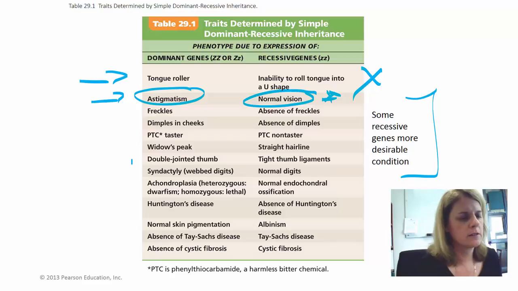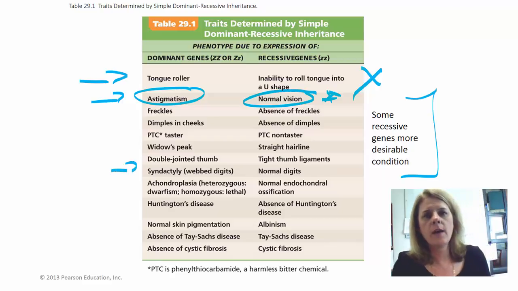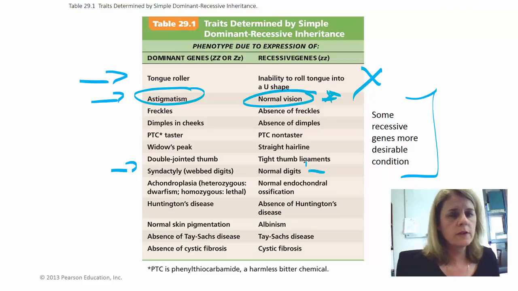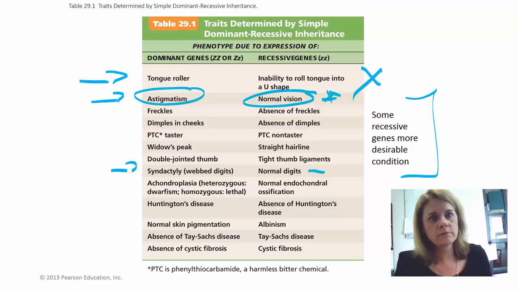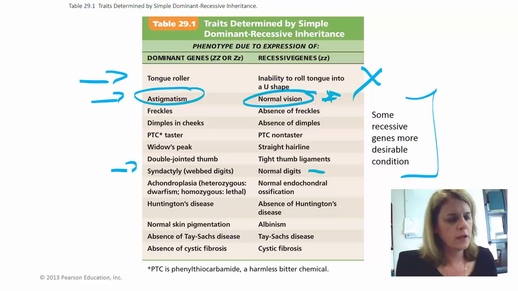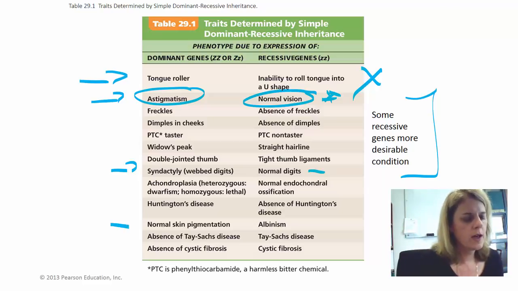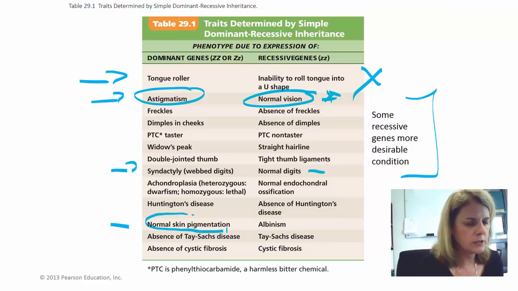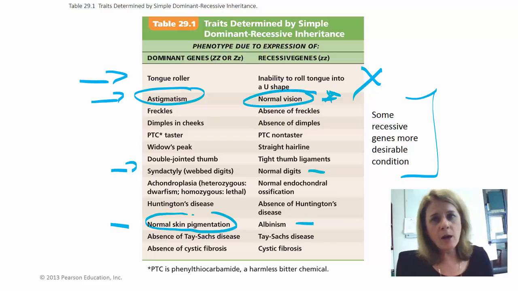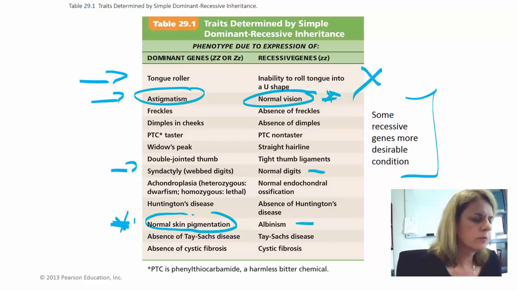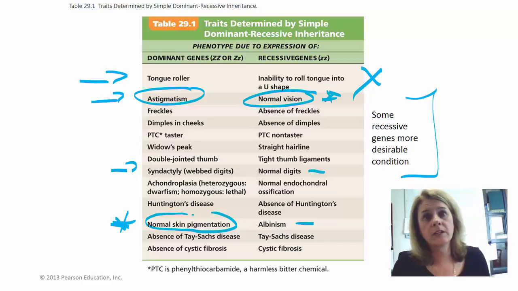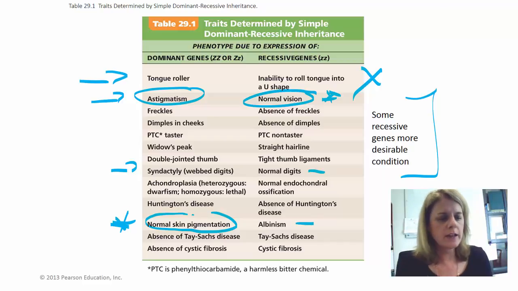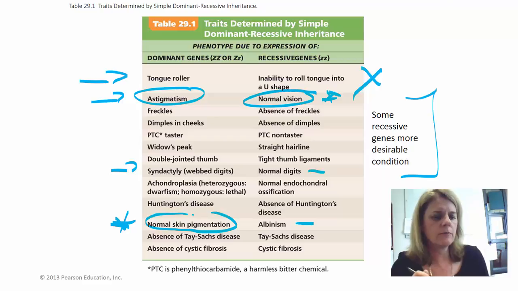Let's look at this one. If you have the dominant trait, you have webbed digits. If you have two recessives, you have normal digits. So in this case, the recessive would be the preferred one. If you have the dominant for skin pigmentation, you have normal skin pigmentation. If you have the recessives, you have albinism. So in this case, you would probably say that the dominant is the preferred condition. I just don't want you to think that having the recessive is somehow bad. Sometimes it is what you want.